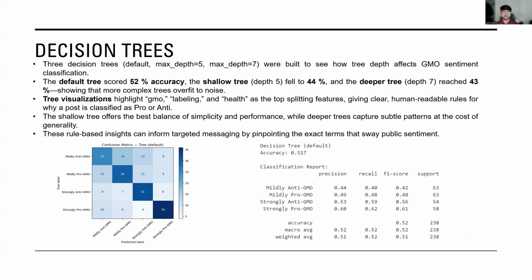Here as well, we can see the accuracy was pretty low because the data was pretty limited. Compared to naive Bayes, here as well we can see that strongly anti-GMO and strongly pro-GMO classes were classified better compared to the mildly anti-GMO or mildly pro-GMO classes. So we can say that these rule-based insights can inform targeted messages by pinpointing the exact terms that sway public sentiment.